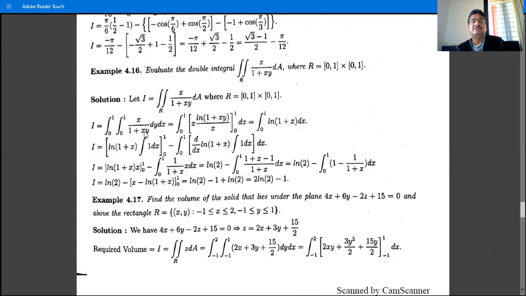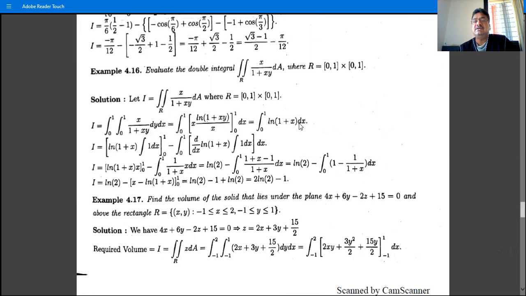So x dy by 1 plus x into y gives log of 1 plus x into y divided by x, because integration of 1 by ax plus b is log of ax plus b divided by a. So here a is x, and x is constant, so log of ax plus b divided by a. Now x is from 0 to 1, then value at upper limit minus value at lower limit, and then log of 1 plus x, right?